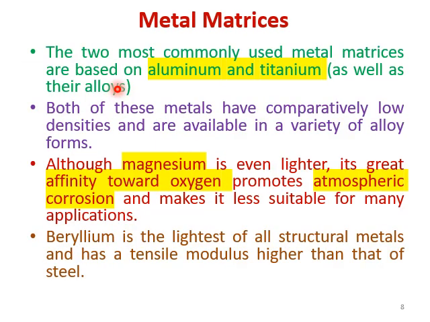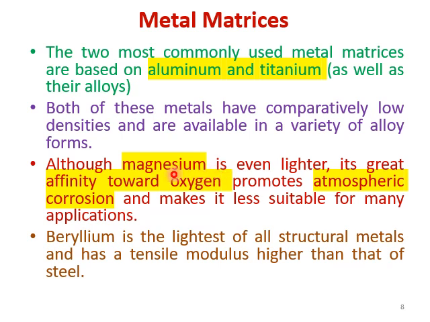Now let us look into what are the common metal matrices that are being used. Aluminium and titanium are the common metal matrices, as well as the alloys of aluminium and titanium, which are most widely used as metal matrix. Both of these metals have comparatively lower densities and are available in a variety of alloy forms. They have a comparatively lower density when compared to that of steel, and they can be made available in a variety of alloy forms. Everyone knows what an alloy is, right?